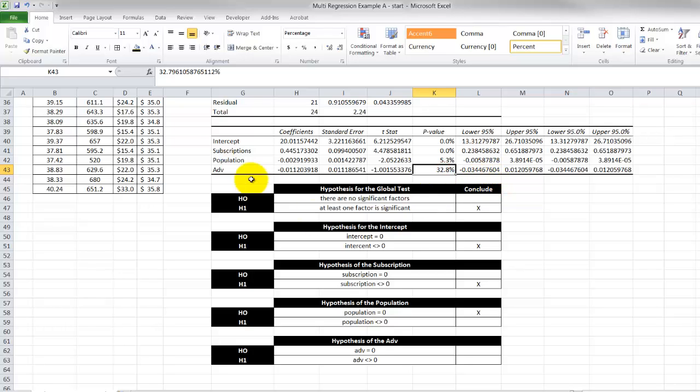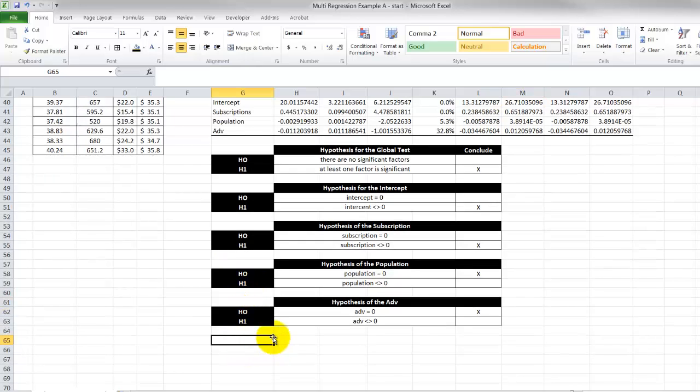Finally, same situation here. Advertising dollars spent has a p-value of 0.32, so it is really insignificant. So let's go ahead and document that. Advertising dollars is 0. Now, if I had to identify which factors I would remove from this study, I would write my overall conclusion. Let's call this the first iteration conclusion.